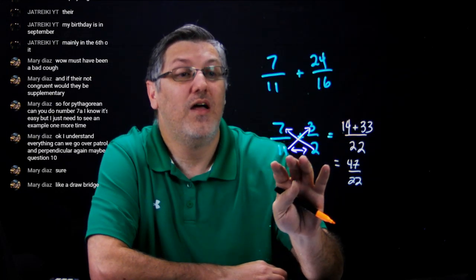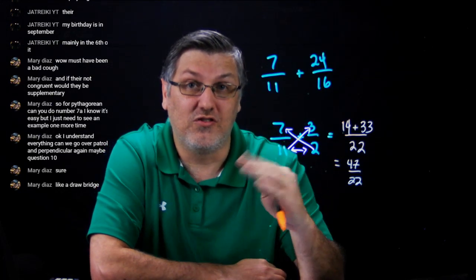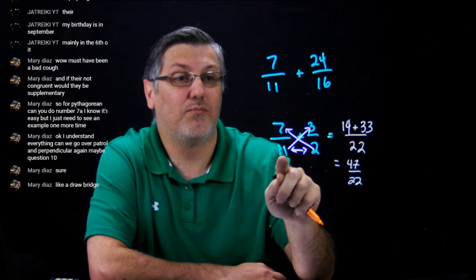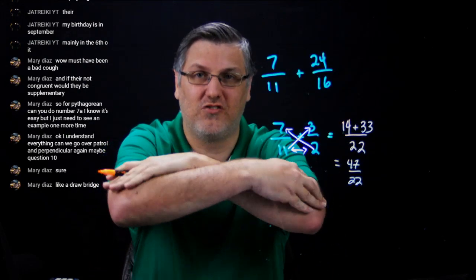Now, if they have common denominators, you can still do this and simplify, but if they have common denominators, you just add or subtract the tops and you're done. Those are easy enough. But when you have different denominators, it's just here and then here.